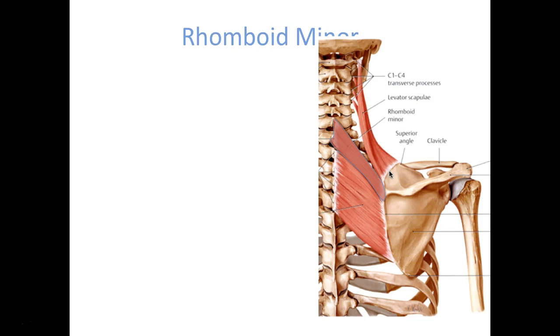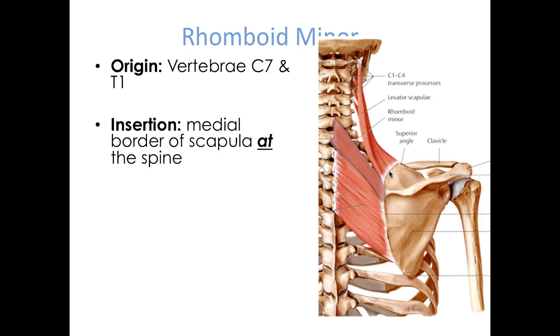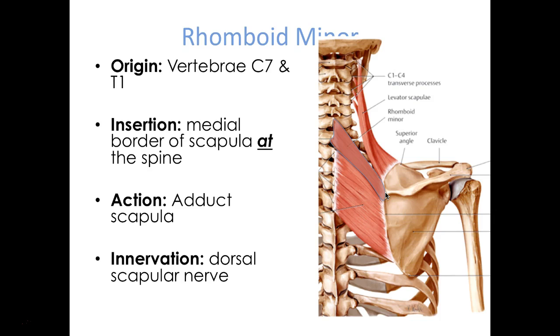Next we have Rhomboid Minor, and this is a teeny muscle. It originates from cervical vertebrae 7 and thoracic vertebrae 1. And it's going to insert at that medial border of the scapula at the spine. And action is adduct scapula. So you're bringing your shoulder blades closer together, closer to the vertebral column. And the innervation I want you to know as the branch of the brachial plexus.